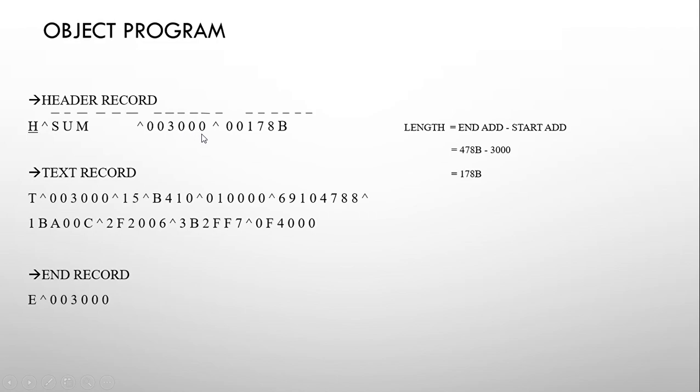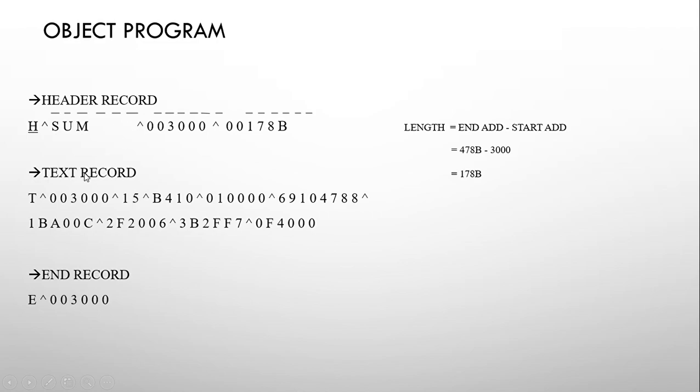Next, let us consider the length. To find out the length, we are having length is equal to ending address minus starting address. Here, the ending address is 478B and the starting address is 3000. If we subtract, we are getting the length as 178B. This is the header record.